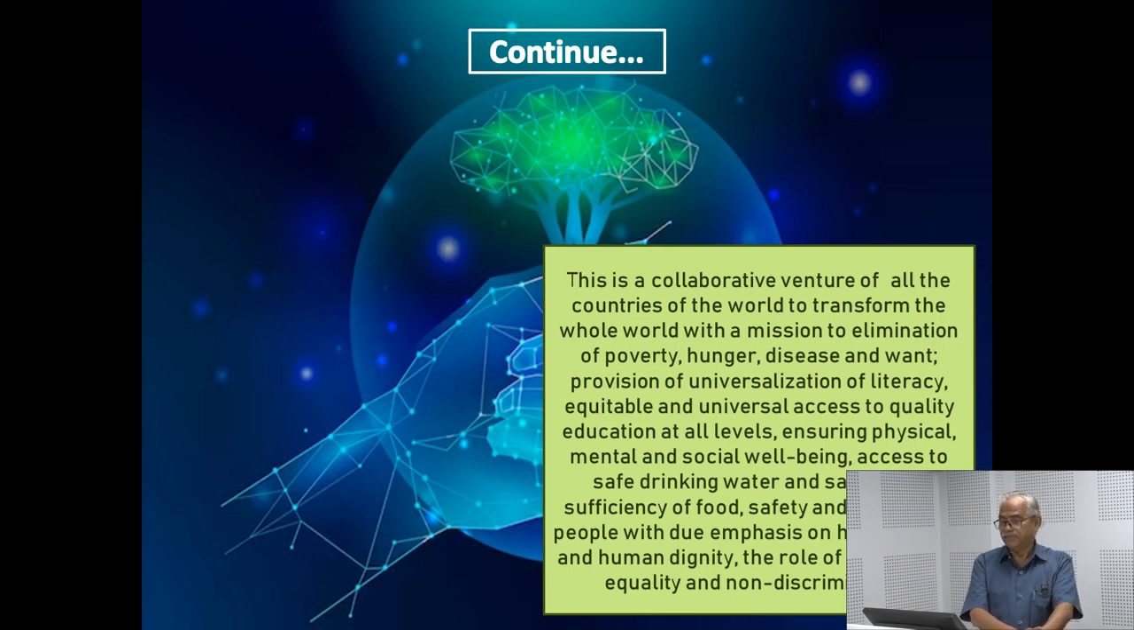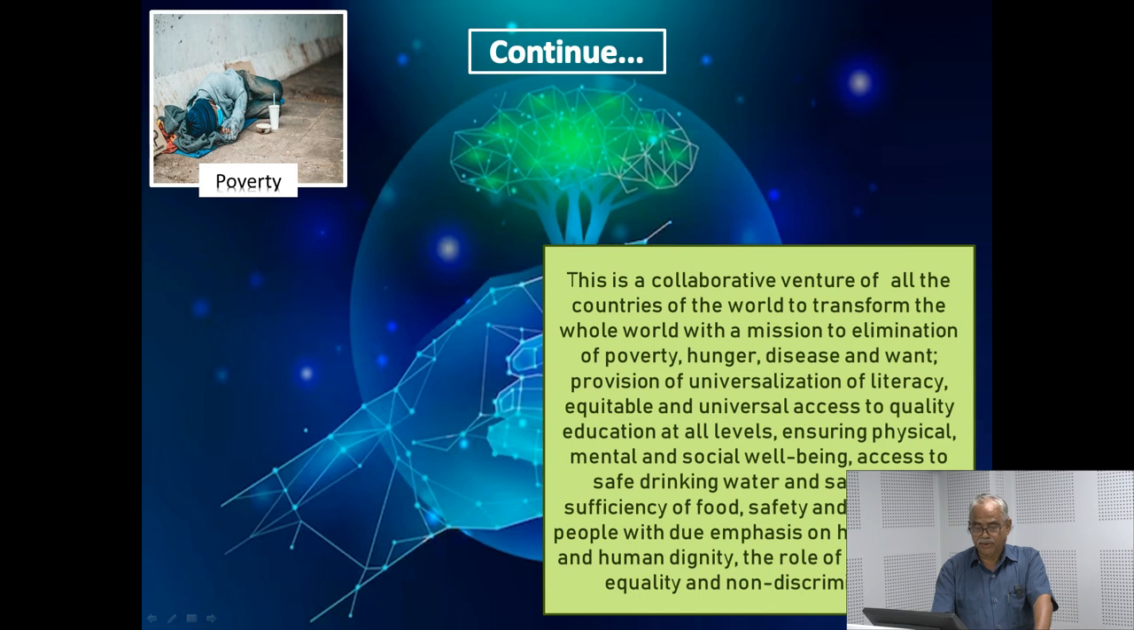We must ensure physical, mental and social well-being with health and hygiene facilities, with access to safe drinking water and sanitation, sufficiency of food, safety and security of people, with due emphasis on human rights and human dignity, the rule of law, justice, equality and non-discrimination. When we talk about poverty, we find that it is a major factor. It must be eradicated to live sustainably on the earth.